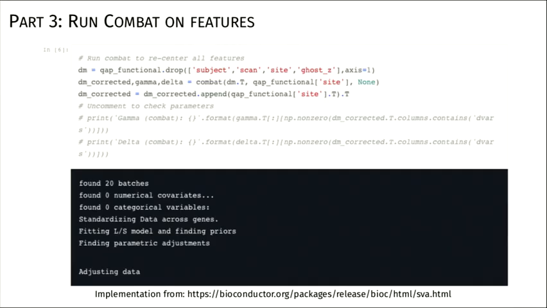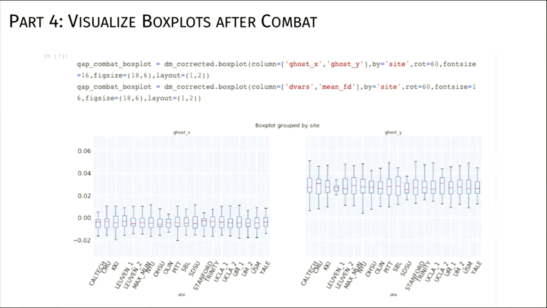The next cell, what we're going to do is, Combat takes in data where the subjects are the columns and the rows are the features. So you actually have to transpose your data a little bit before running it. So you can run Combat. And then we can now visualize the changes after running Combat.